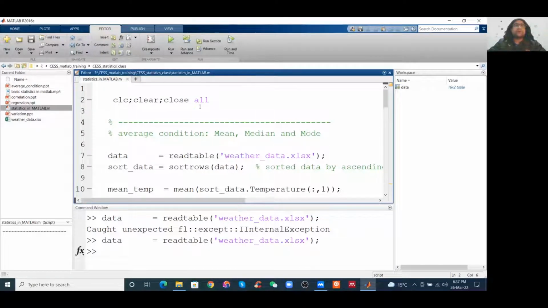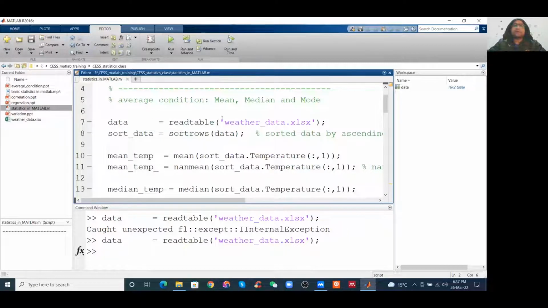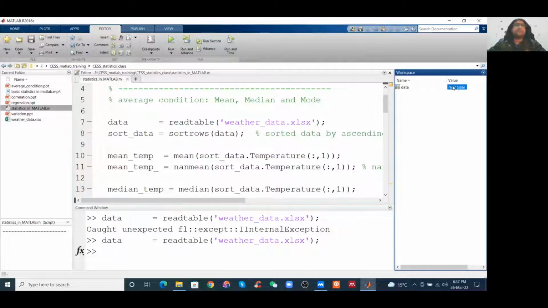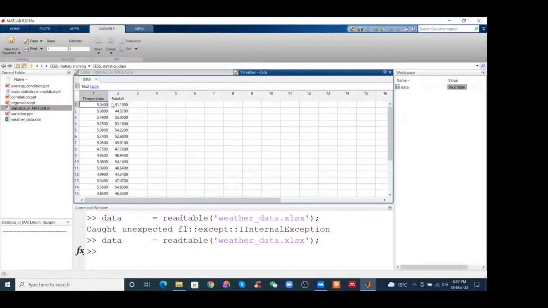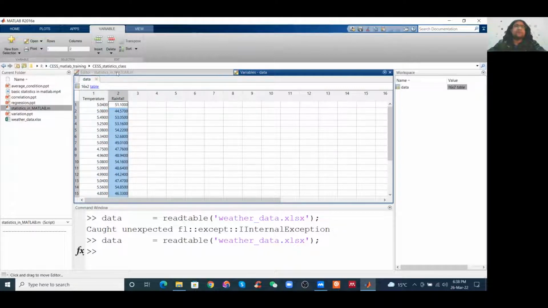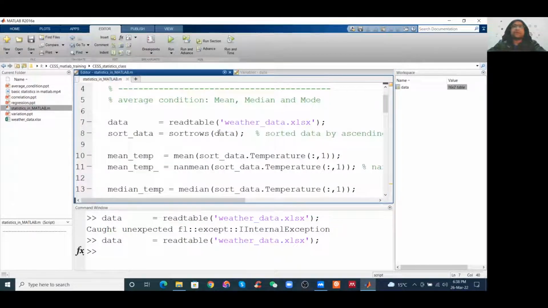So you already know this command. I already shared the data for tonight, the weather data, as an Excel file. I already opened it. You can open it and see the data. We have two data sets here: one is temperature and the other is rainfall.